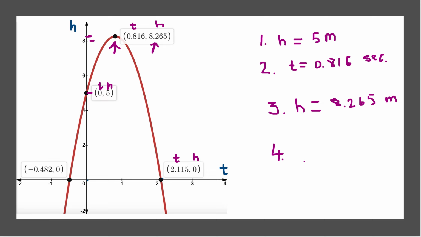It means Jeremiah was in the air for 2.115 seconds, so a little bit more than 2 seconds. So those are the answers that we can give to those 4 questions.